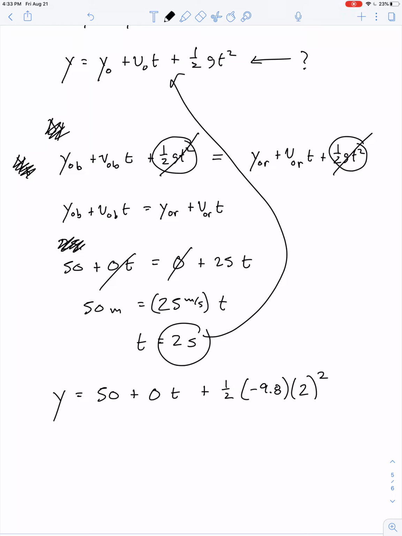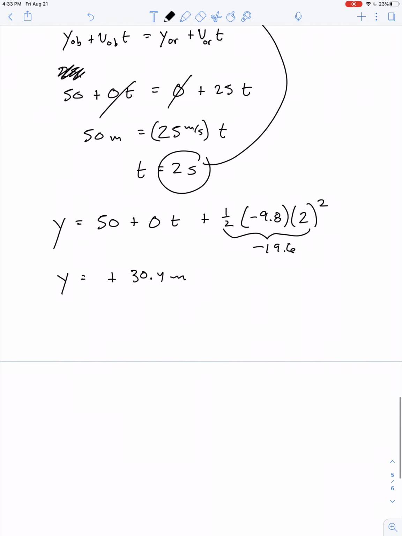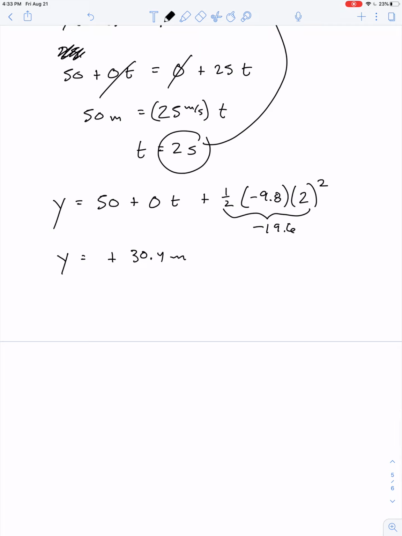Okay, so let's see, 2 squared is 4, and I've got a 1/2, so this whole term is negative 19.6, and 19.6 from 50 gives me positive 30.4 meters. Now, if we don't get the same value for the rock, we got problems. Let's double check our work. For the rock, the final position equals the initial position plus the initial velocity multiplied by time. The time is 2 seconds. Plus 1/2 times negative 9.8 meters per second squared times 2 seconds quantity squared.